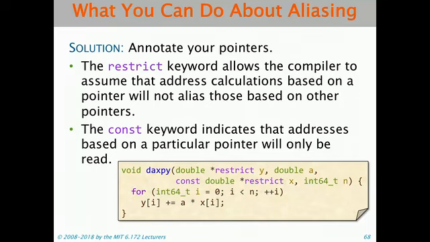Always annotate your pointers. The restrict keyword you've seen before tells the compiler that address calculations based off this pointer won't alias with address calculations based off other pointers. The const keyword provides a little more information. It says these addresses will only be read from, they won't be written to. And that can enable a lot more compiler optimizations.